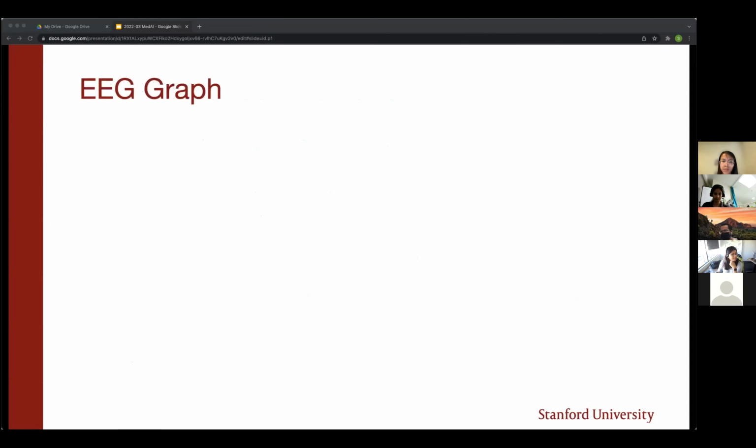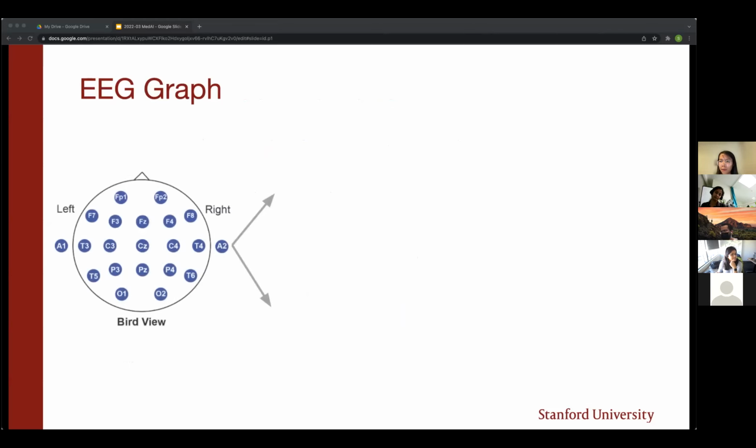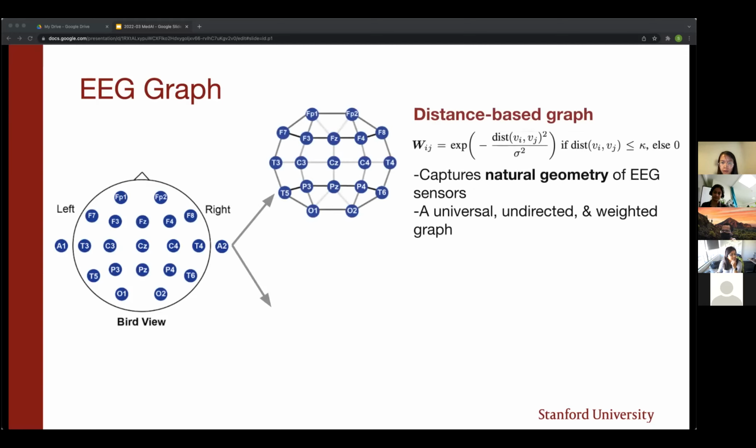So how do we construct the EEG graph? Remember that this is the bird view of the EEG electrodes. We propose two different ways of constructing EEG graphs. The first, we call it distance-based graph. In the graph, each node is one EEG channel or one EEG electrode.